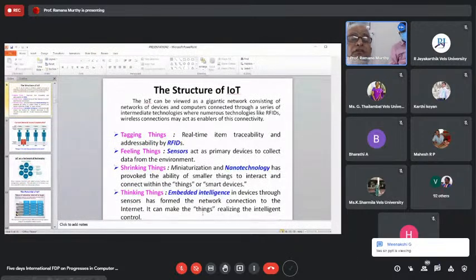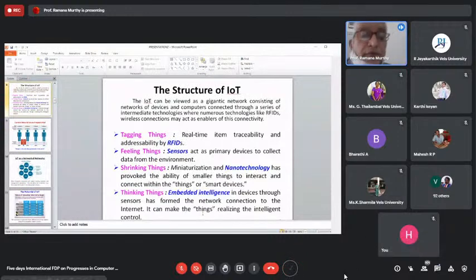Basically, what I was speaking is, the structure of IoT consists of a collection of things, in which tagging things, feeling things, shrinking things, and thinking things are the combination. And then, what is the tagging thing? Basically, it's real-time item traceability and addressability with the aid of RFID.